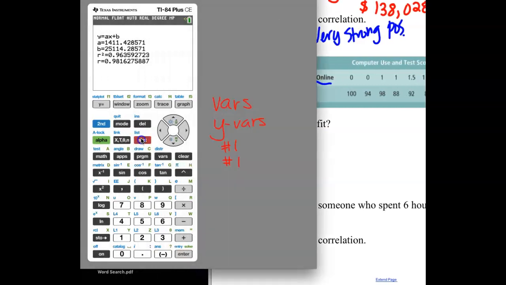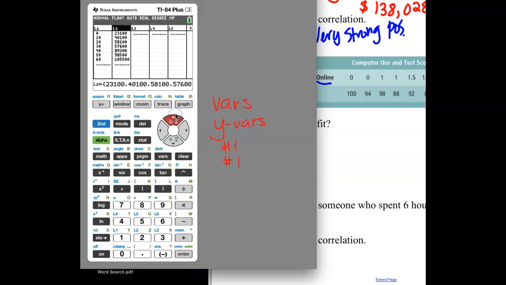All right, so let's go back, Stat, Edit. Again, go up to the list name and hit clear and then arrow down or hit enter. All right, let's put our numbers in. Our x values are 0, 0, 1, 1, 1.5, 1.75, 2, 2, 3, 4, 4.5, and 5. Okay, so we've got our x's in there.